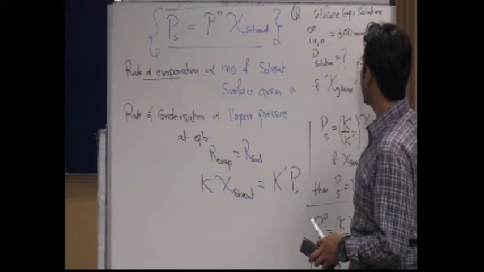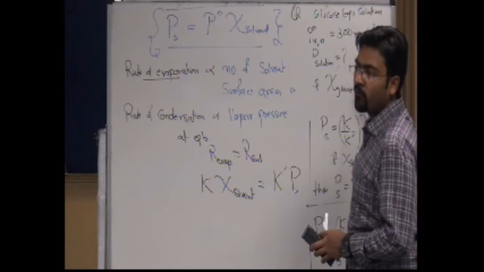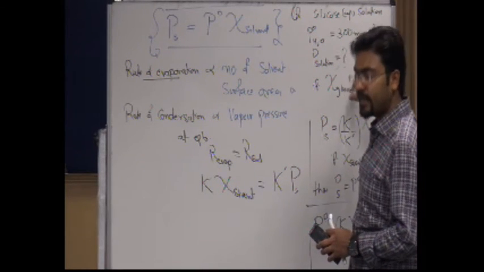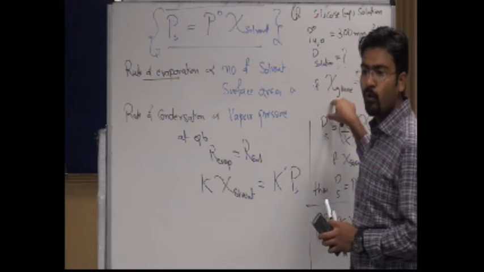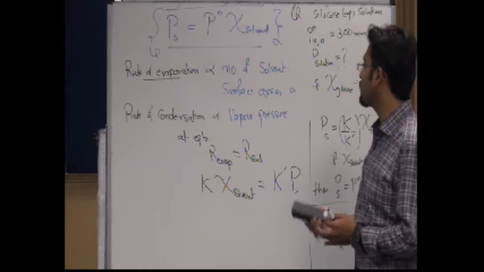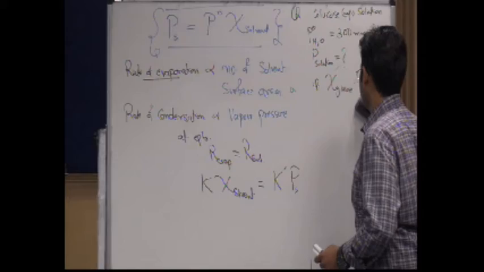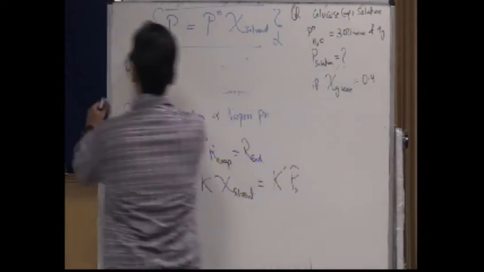Will it be 300 into 0.4 or will it be 300 into 0.6? Why 0.6? Because you need the mole fraction of the solvent, which is water, not glucose. So this is a pretty simple thing which you should remember.